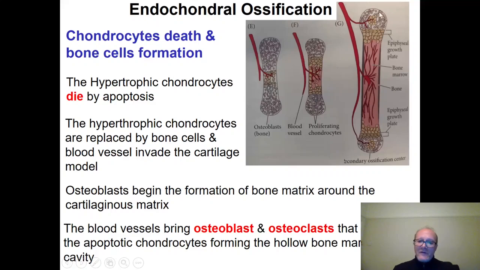So in the final stage of development of the bone, you will find a region at both sides of long bones where we have proliferating chondrocytes, then hypertrophic chondrocytes that are going through the process of dying and being substituted by osteoblasts, and the osteoblasts are going to form the final bones.